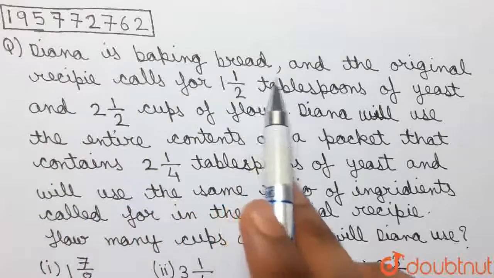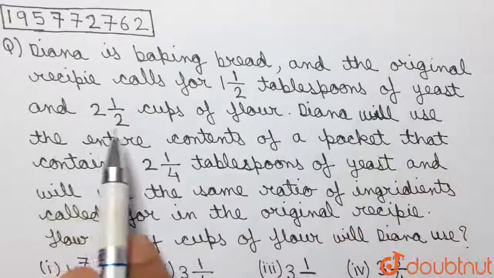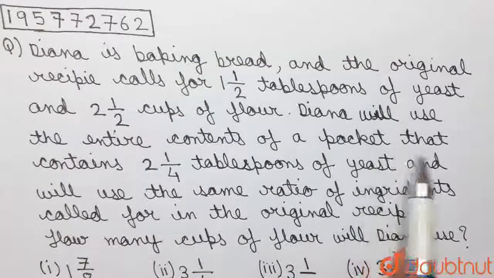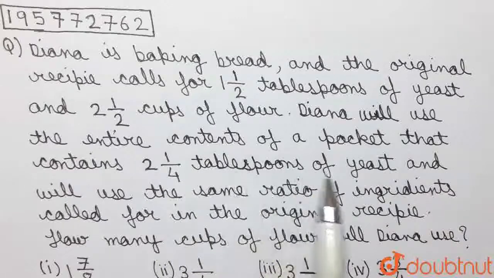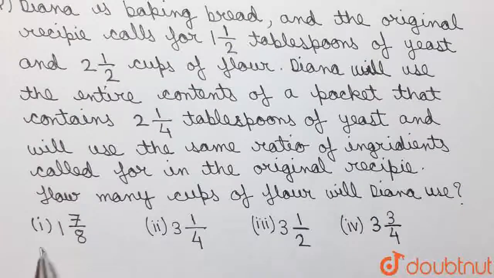Diana is baking bread and the original recipe calls for 1.5 tablespoons of yeast and 2.5 cups of flour. Diana will use the entire contents of a packet that contains 2 whole 1 by 4 tablespoons of yeast and will use the same ratio of ingredients called for in the original recipe. How many cups of flour will Diana use? The options are option 1, 1 whole 7 by 8, option 2, 3 whole 1 by 4, option 3, 3 whole 1 by 2, or option 4, 3 whole 3 by 4.